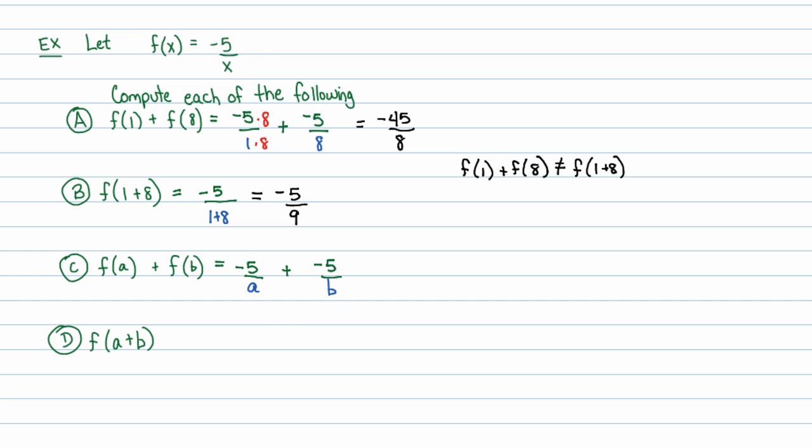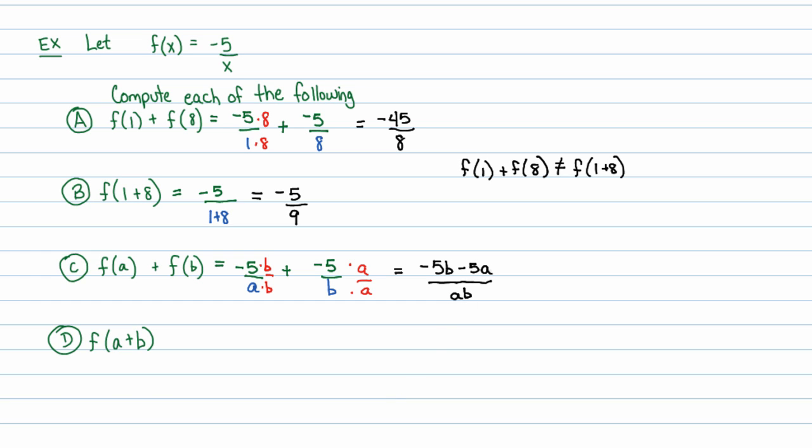The common denominator between these two fractions is ab. So I'll multiply the first fraction by b over b, which is just 1. And the second fraction by a over a, which again, is just 1. So I'm not really changing the size of the fraction, just the look of the fraction. And so I get this, negative 5b minus 5a all over the common denominator of ab.